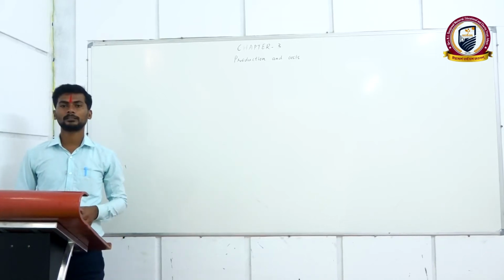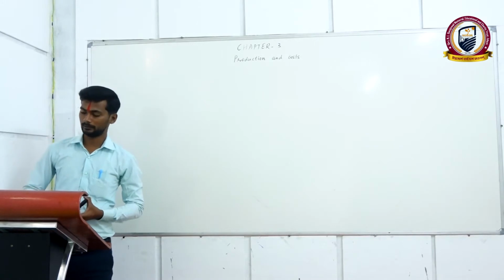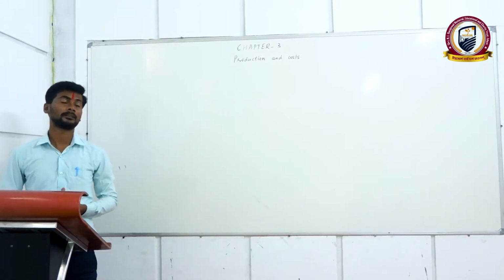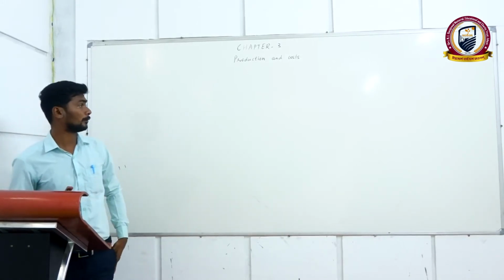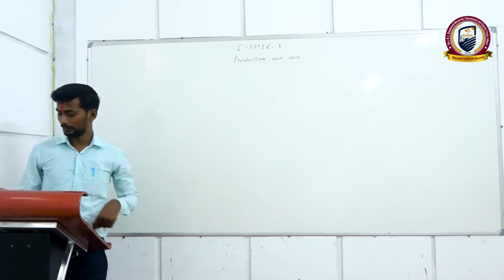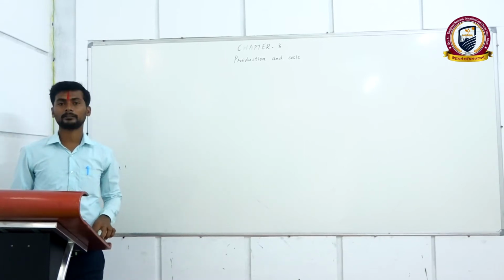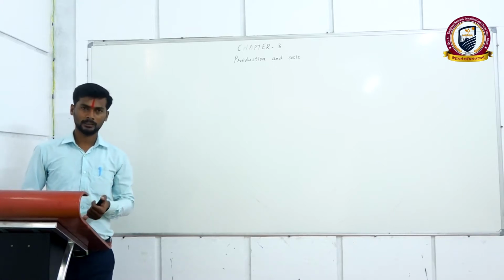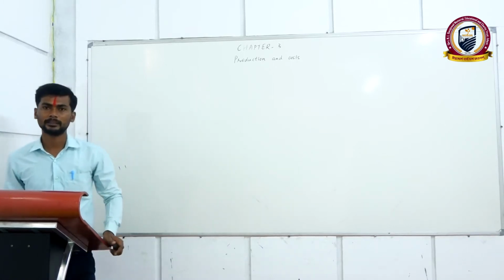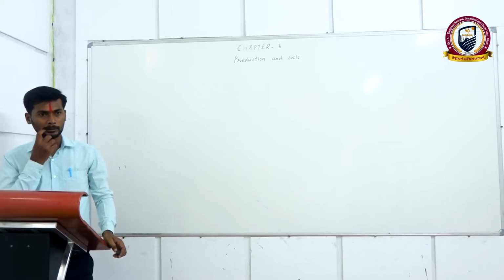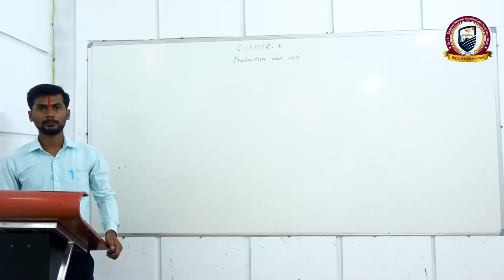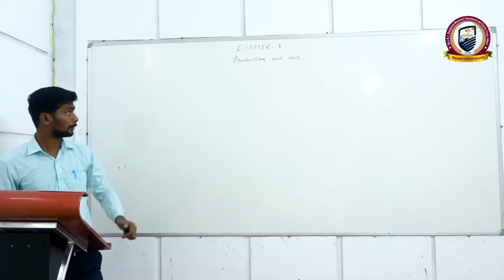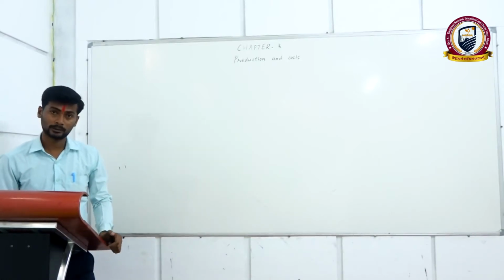From now onwards, I am going to deal with the third chapter of microeconomics, that is production and cost. We already completed the first and second chapters of microeconomics. In the last video I completed the second chapter. So in this video, I am going to start the third chapter, that is production and cost.